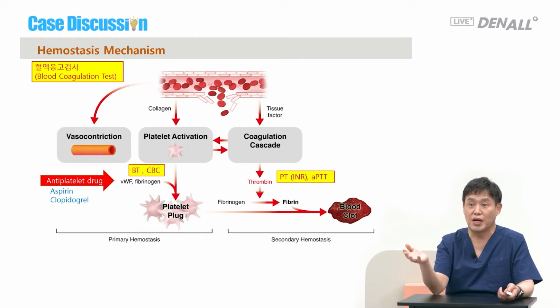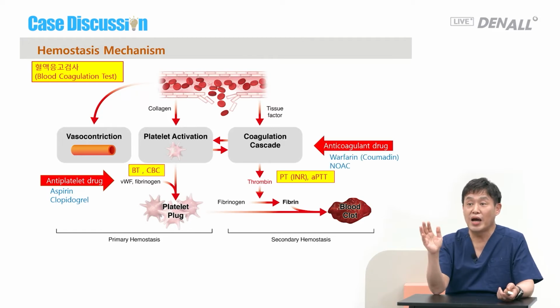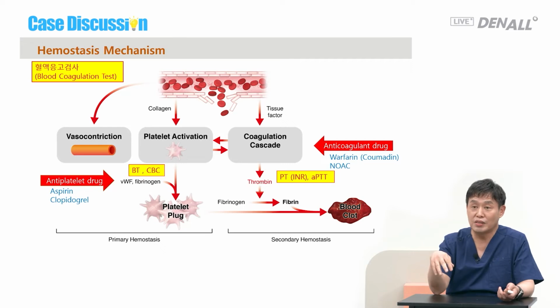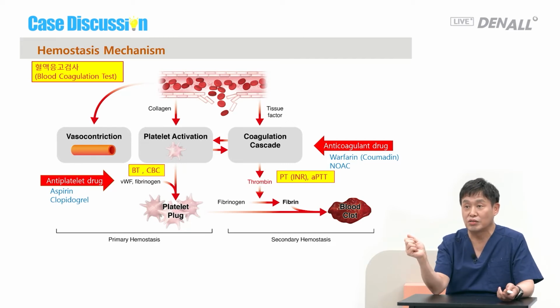When we talk about anticoagulants, there are antiplatelet drugs, including aspirin or Plavix, clopidogrel, as Dr. Kim Young-taek said. That has to do with primary hemostasis. Next, anticoagulants, such as warfarin or Coumadin. So you need to understand anticoagulants are different from antiplatelets.